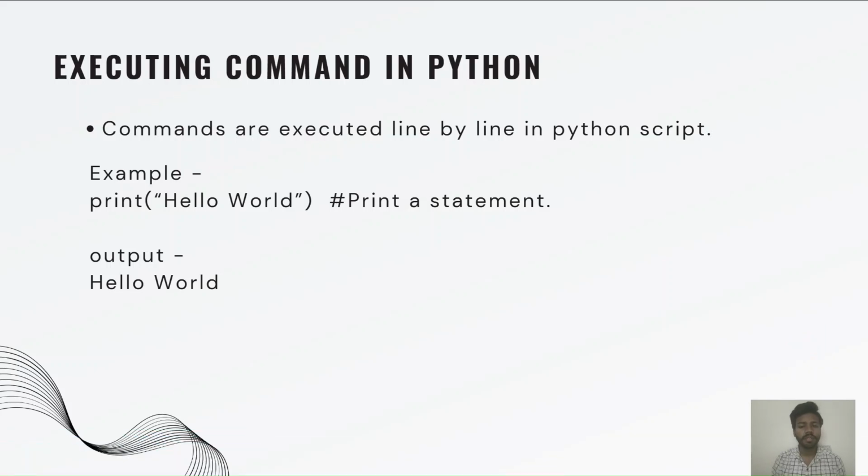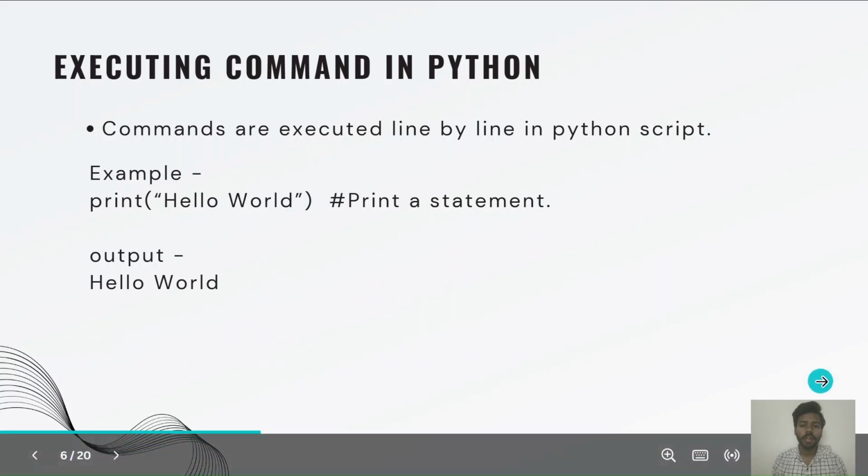Then now how to execute any command in Python. Commands are executed line by line in the Python script. But simply we use the print function. If we want to execute any command or if we want to print something, we use the print function, as in the example print hello world, and here we again use a comment in a single line as you can see. So we use hashtag and print a statement, so we get output here as hello world.